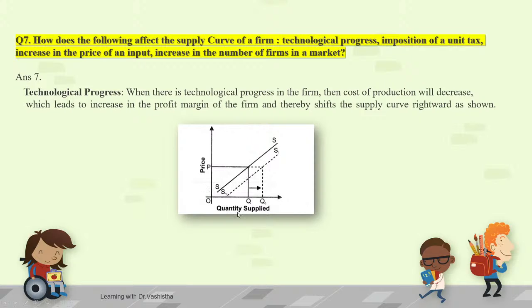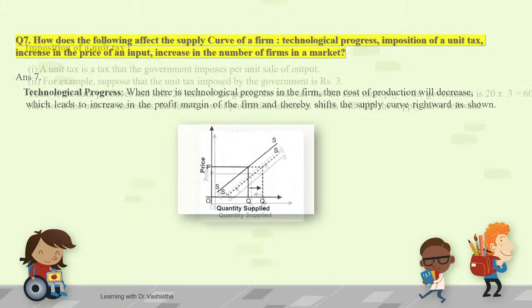Price is taken on the y-axis, quantity supplied is taken on the x-axis. Here you can see that with the upgradation of technology, as the cost reduces, the profit margin increases and the supply curve SS shifts to S1 towards the right, supplying more quantity, which has also shifted rightward from Q to Q1. So there is a rightward shift when there is technological progress.